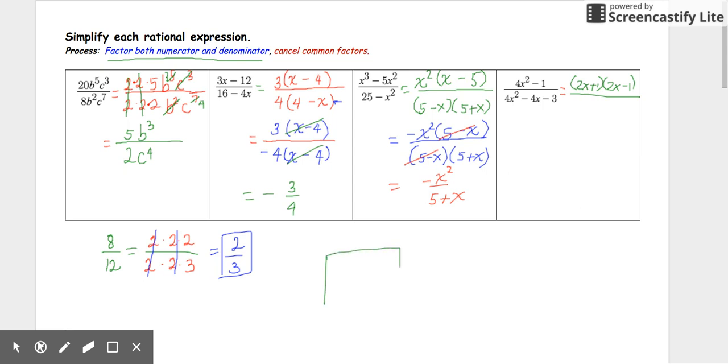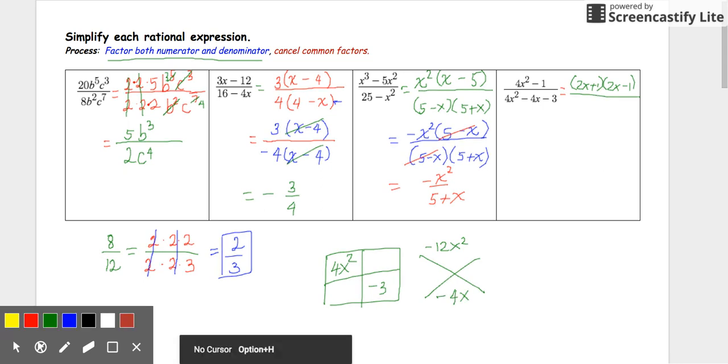So I can think of this trinomial as the area of a rectangle. 4x squared goes here and negative 3 goes here. For the missing spaces, we know that the product will be negative 12x squared, and the sum of the missing spaces will give me negative 4x.